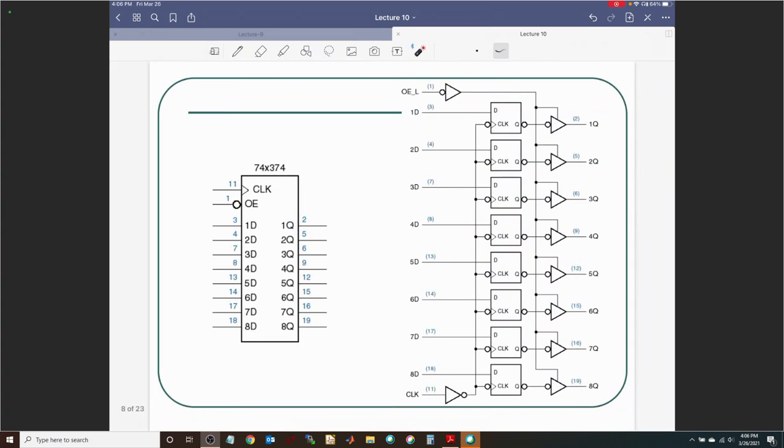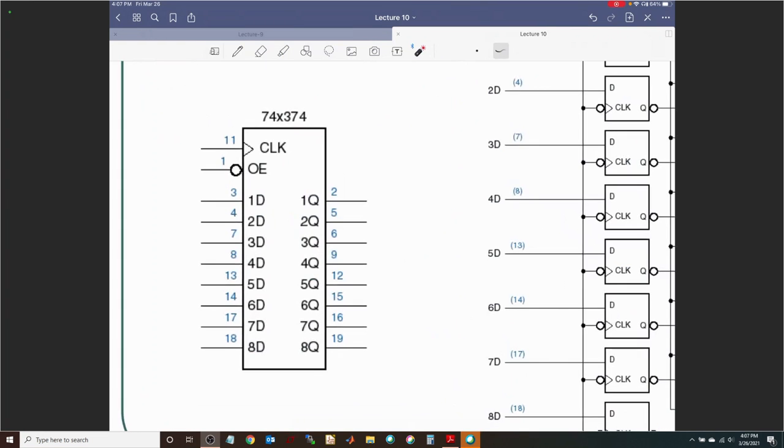Next. The next chip is a 74X374 chip. Let's talk about its characteristics. The first thing that I notice here is the clock. What can I say about the clock? I can say that it is a positive edge triggered design.